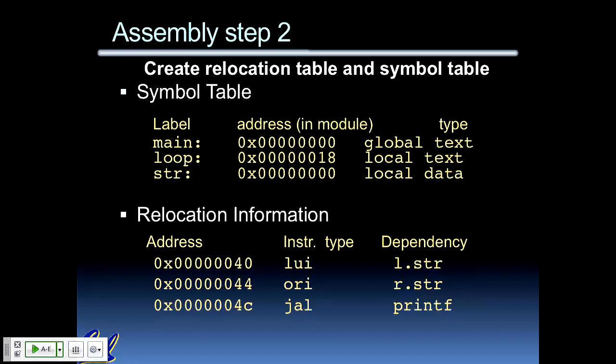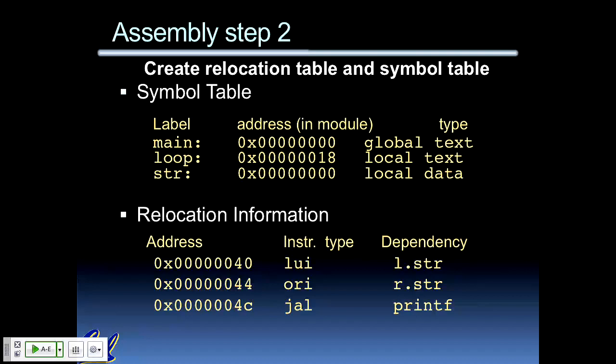So str was a string, and again, this was local data. That string, the format string inside the printf, you don't want to have visible to any other random piece of the code. It's really private to that module. So you don't make that global, and hence it's only visible locally within this module. So that's what this type tells you.